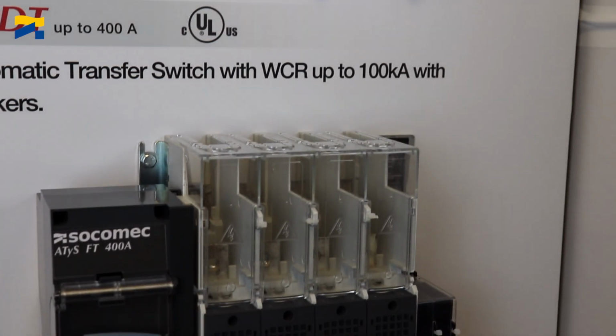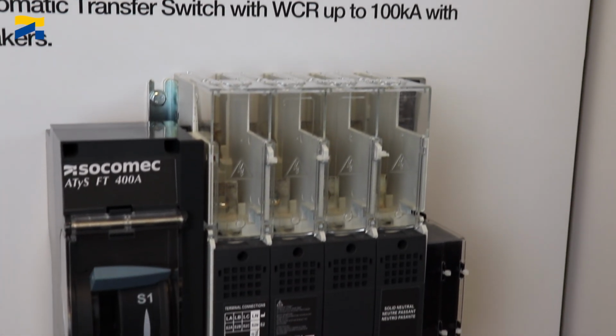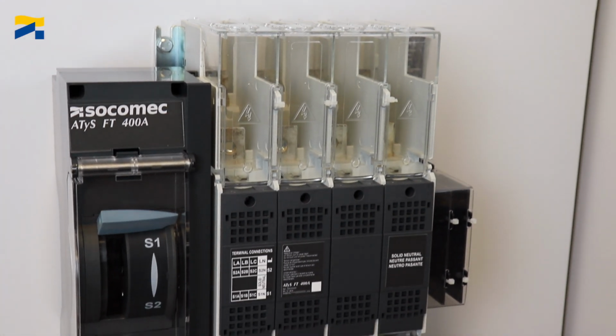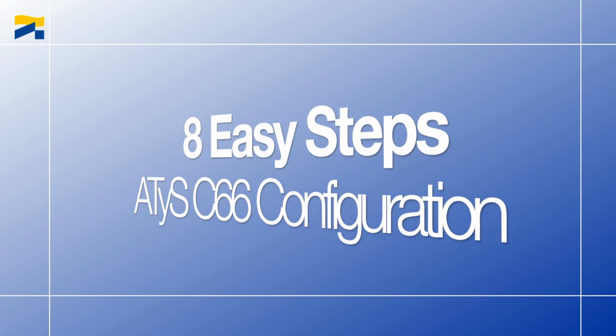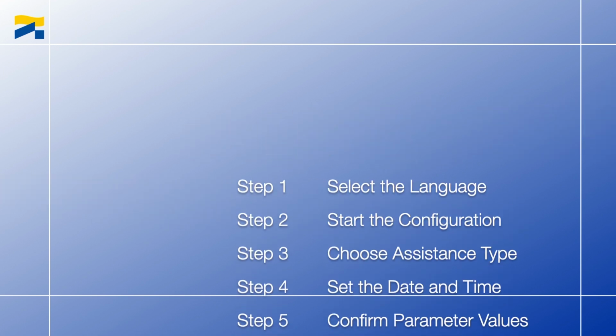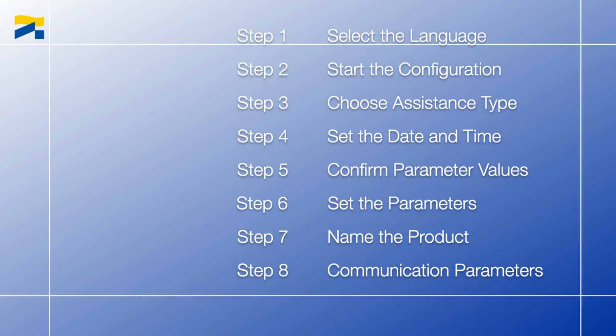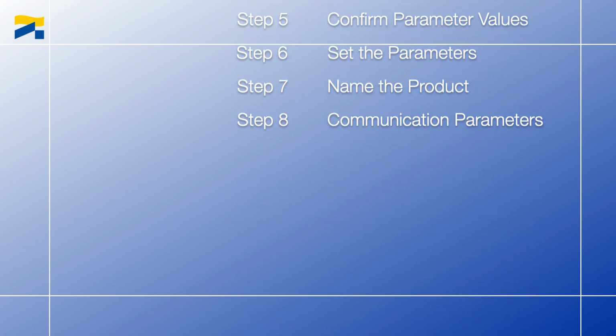The ATyS C66 we will be using today is connected to our automatic transfer switch called the ATyS FT. In just 8 easy steps, you can configure 90% of what is needed to be configured on the controller. The configuration will be of the language, time and date, source configuration, switching and application, product name, and communication.